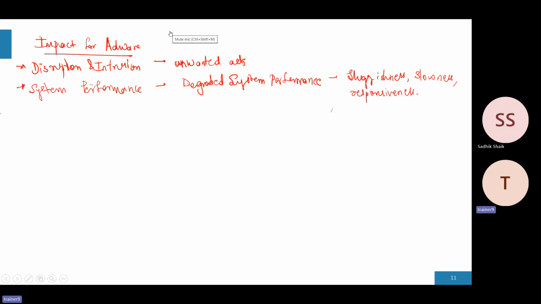Yeah, so it might be creating a lot of sluggishness, slowness, and some kind of responsiveness issues, right? So that is one of the other things that you might be seeing.